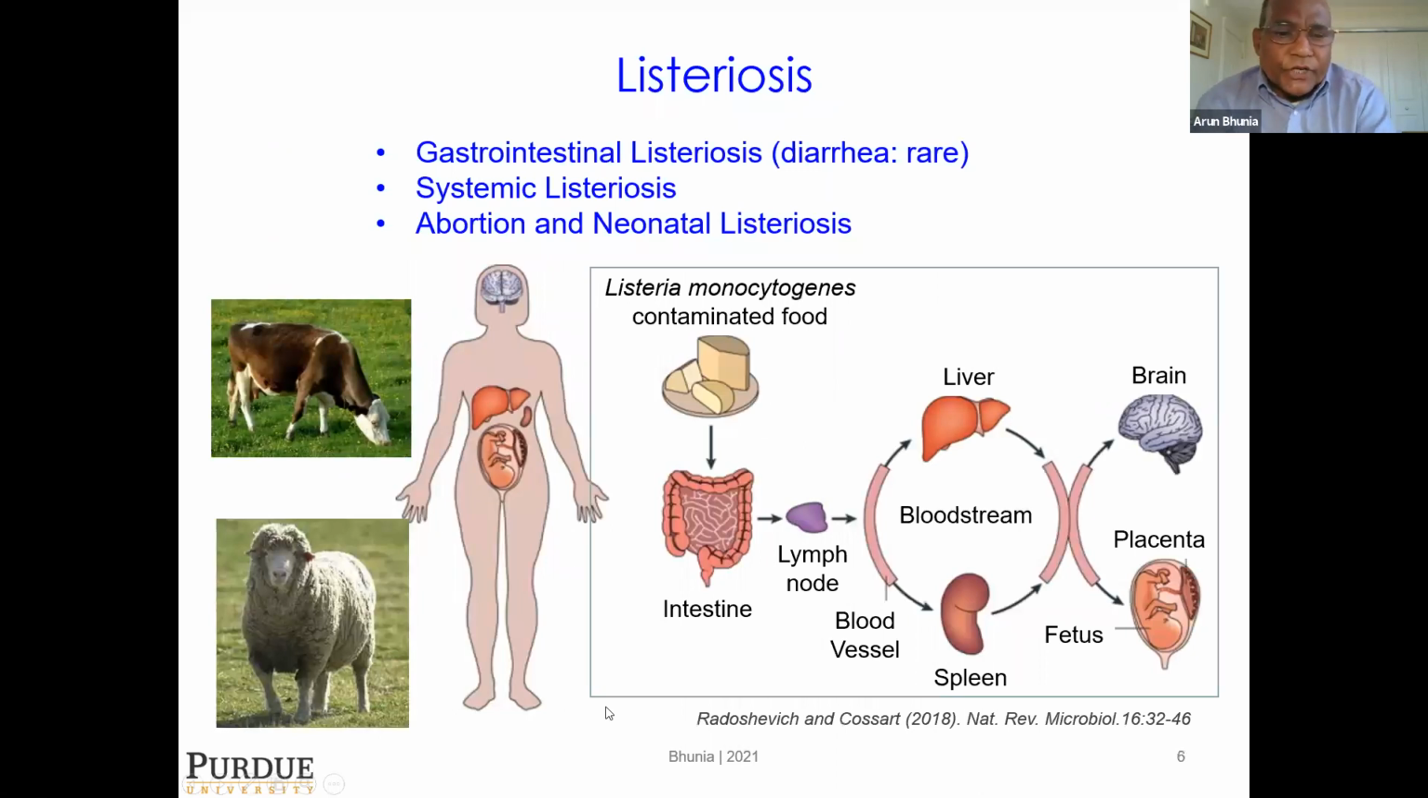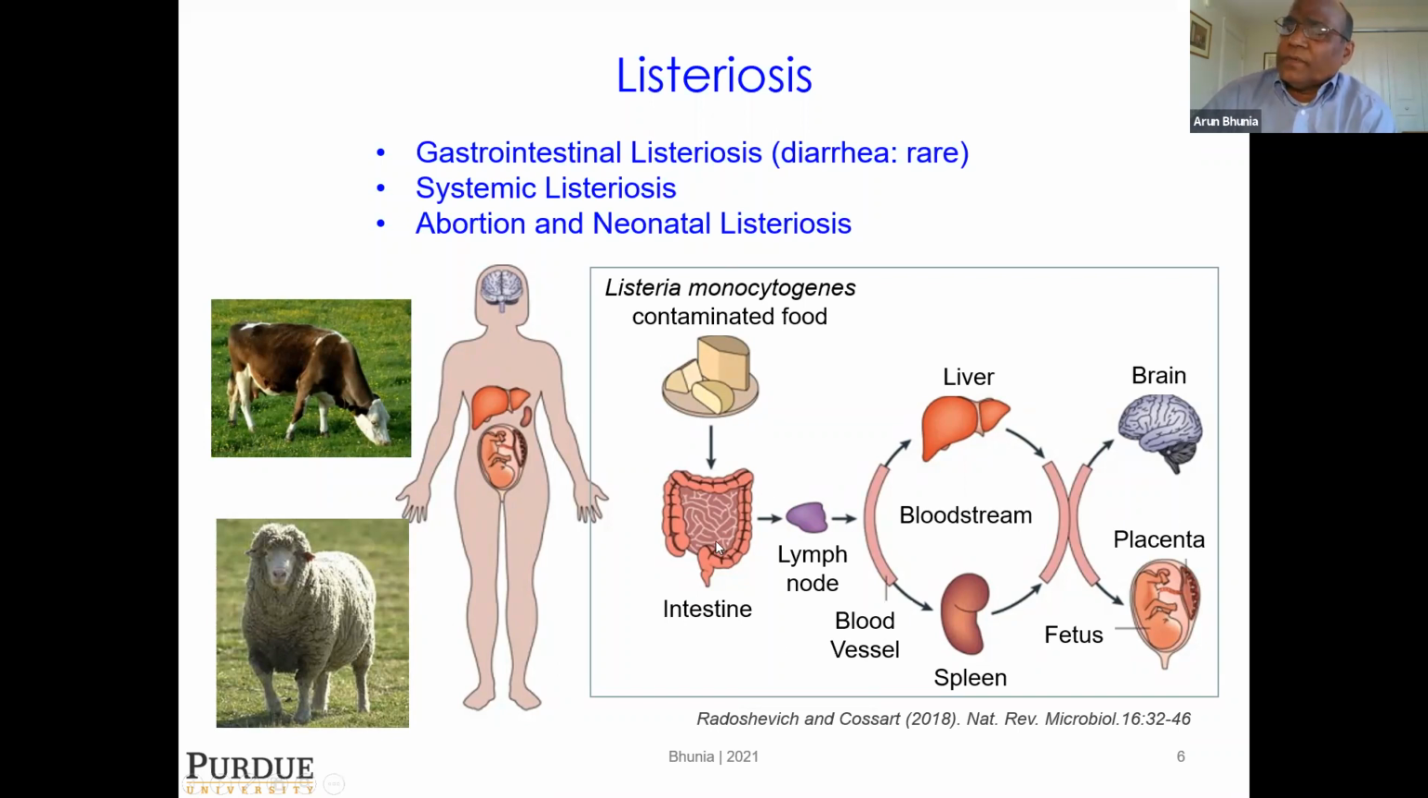In terms of listeriosis, as I said, gastrointestinal listeriosis causes rare diarrhea. There are about 4 or 5 outbreaks reported, but again, the mechanism is not well understood. Systemic listeriosis means that once the bacteria is ingested, it spreads to different parts of the body, and that is well understood, how the organisms survive in some of the organs and tissues. And then there is also abortion or neonatal listeriosis.